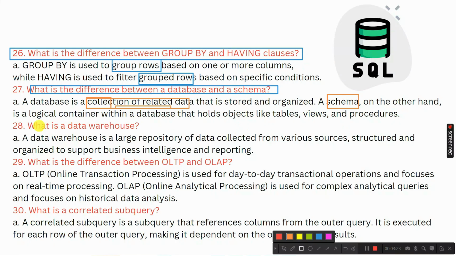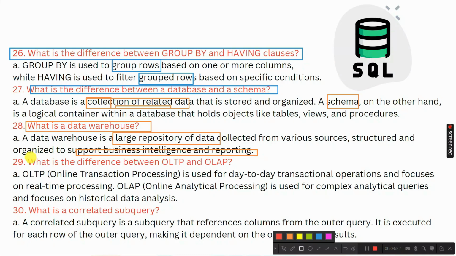The next question is, what is data warehouse? A data warehouse is a large repository of data collected from various sources, structured and organized to support business intelligence and reporting. This is called data warehousing.